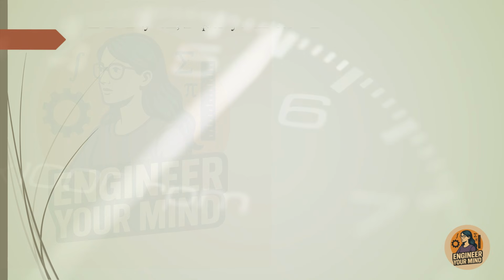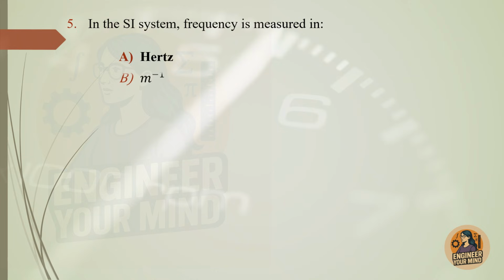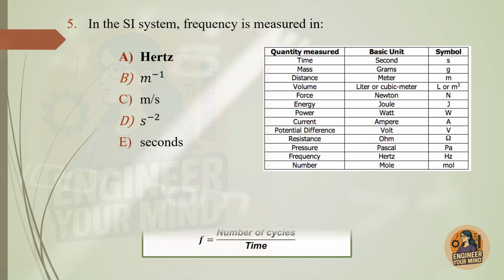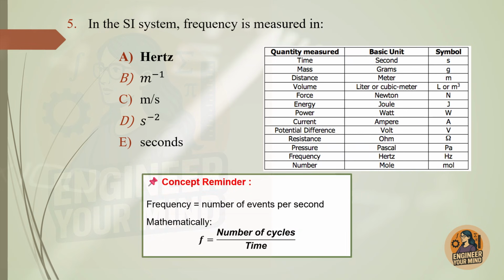Let's solve this basic SI units question step by step. The question is, in the SI system, frequency is measured in what unit? Step 1. Understand what frequency means. Frequency tells us how many events occur per second. For example, if something vibrates 5 times in 1 second, its frequency is 5. So frequency is simply the number of cycles or events per second.